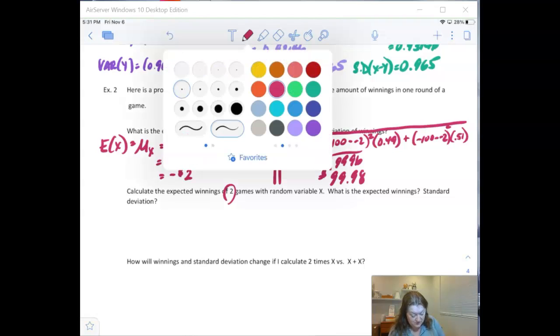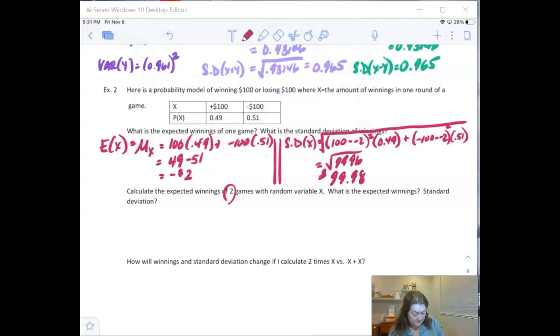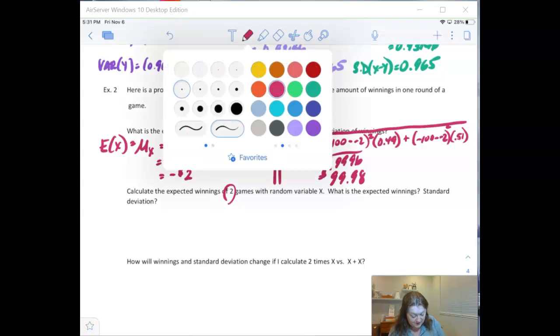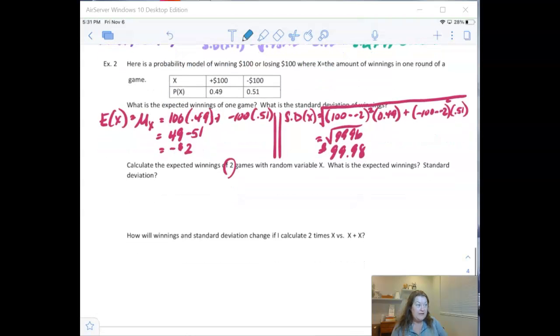So if I'm going to play 2 games, what is that going to look like? Let's take a look at that one. On this one, this is going to be two x's, so I'm going to do an x plus another x. The expected winnings is going to be the expected winnings of x plus another expected winnings of x, which means we just add together.